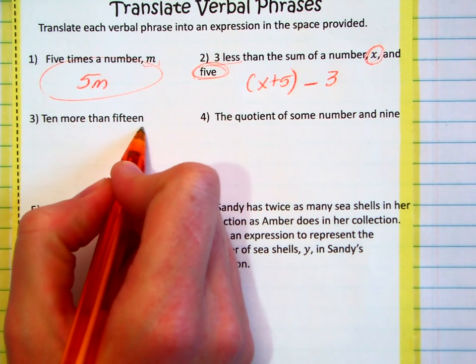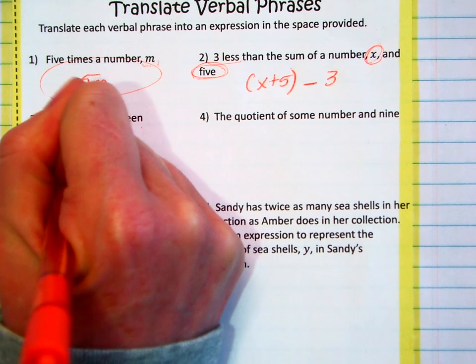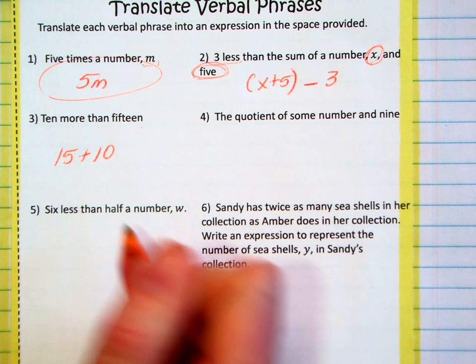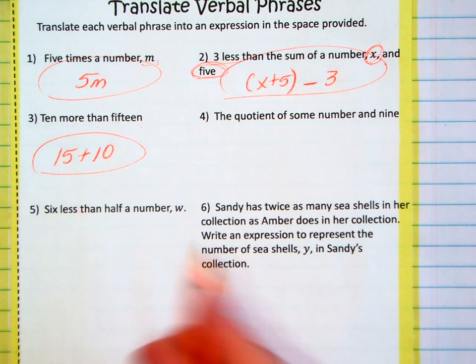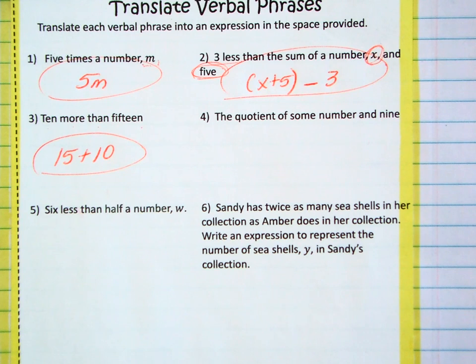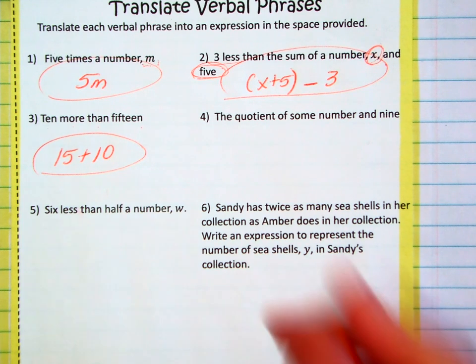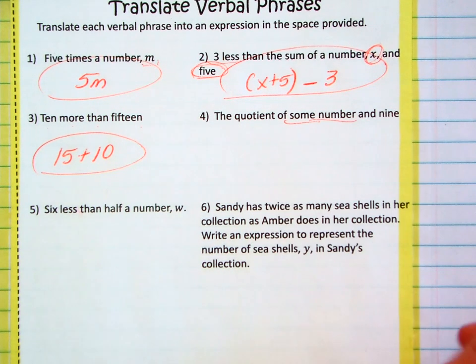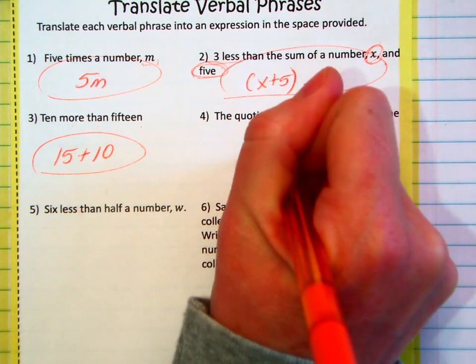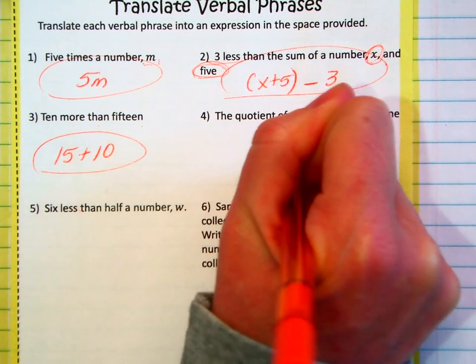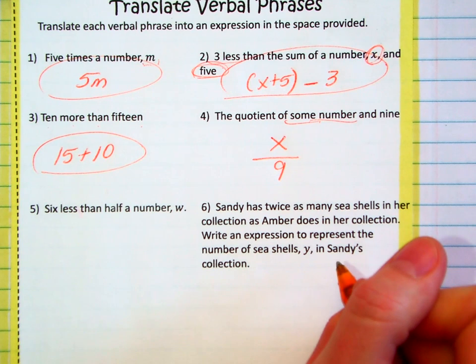10 more than 15. That tells me I had 15 and I added 10. All right, so I see 2 algebraic expressions, and this one appears to be a numerical expression. The quotient of some number, they don't tell us what number, and they also don't tell us what variable to use. The quotient of some number and 9. We make up a number and divide it by 9. Quotient is division.